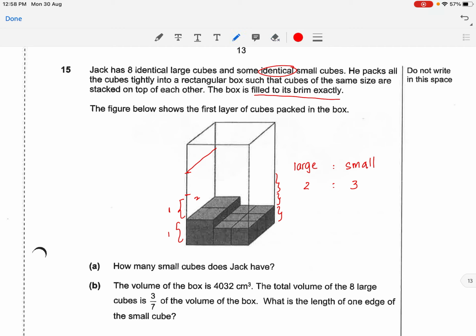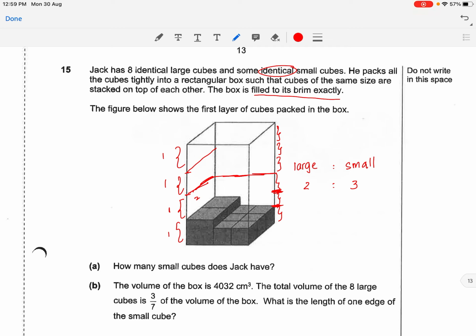So I'm going to draw the line to show you already. If I have 2 here, I'm going to have 3 layers of small here. 3 layers, because every 2 is to 3. So it also means that if I have 2 layers here, this is another one, this is another one, I would have 3 layers of small here.